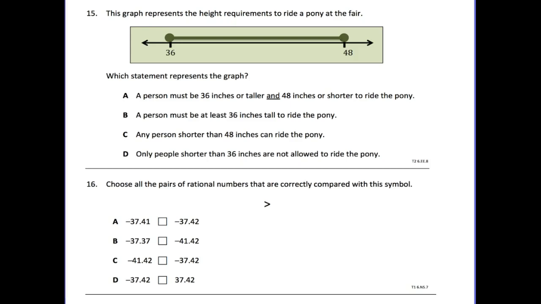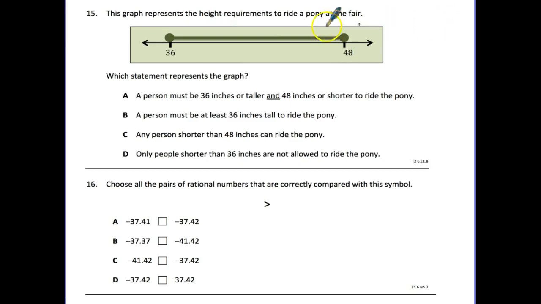Now, let's take a look at 15. This graph represents the height requirements to ride a pony at the fair. So you have to be between 36 inches and 48 inches. Which statement represents the graph? And I'm paying particular attention to the fact that I have circles that are filled in. It's not an open circle. And remember when we talked about graphing statements or graphing either equalities or inequalities, and if it's an open circle or a closed circle, what that means.